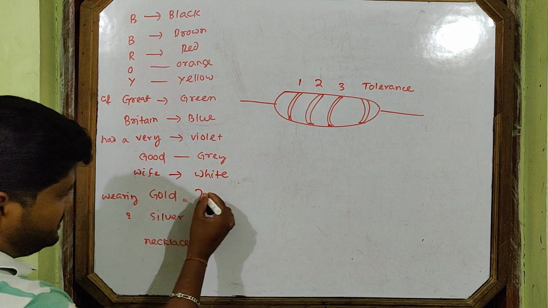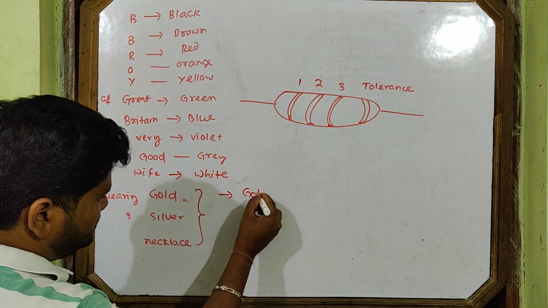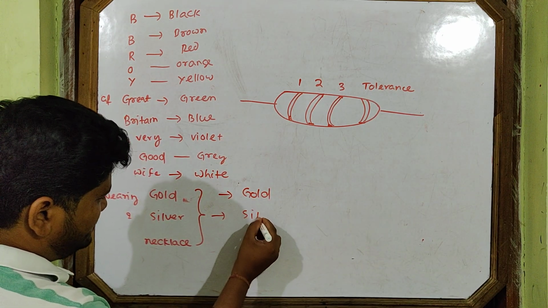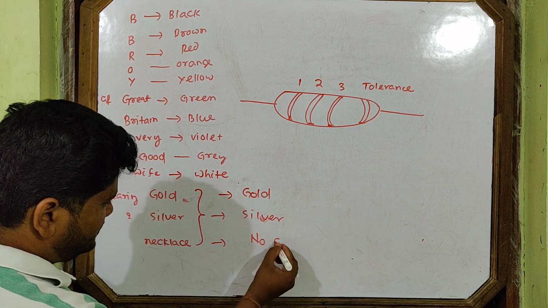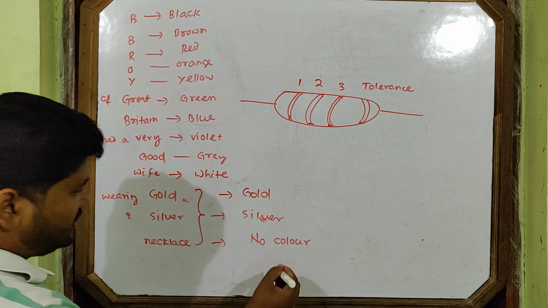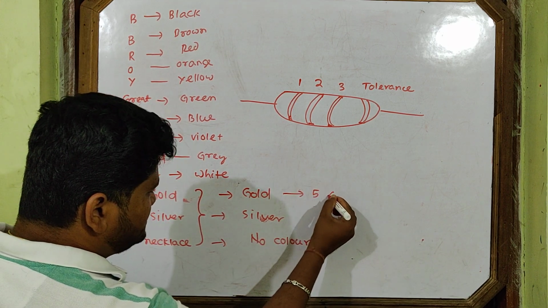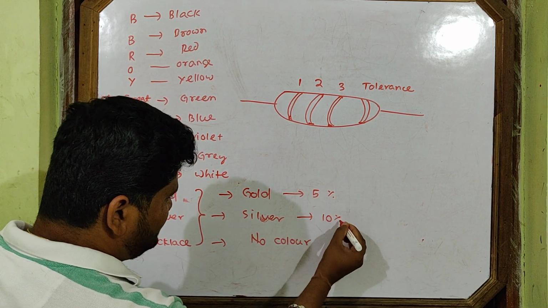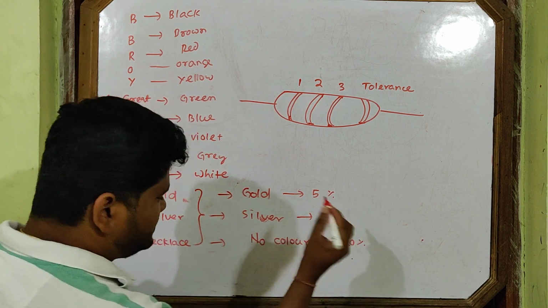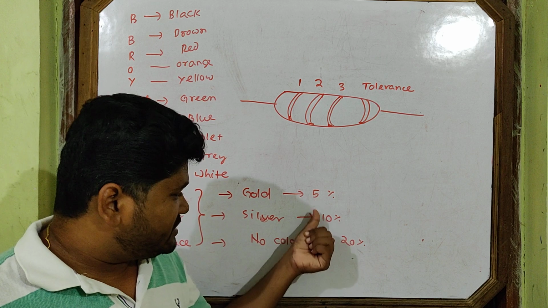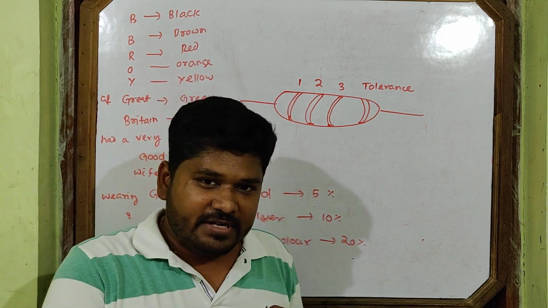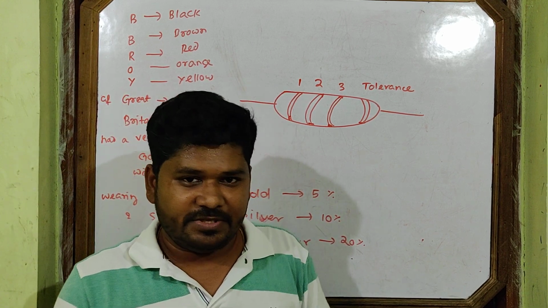Tolerance, I am telling you what is tolerance. Gold is gold, silver is silver, and this one is no color. No color means its tolerance value is 5%, 10%, 20%. The tolerance, whatever may be the resistance value, plus or minus this much will be written. Means this will be plus this much percent or minus this much percent.